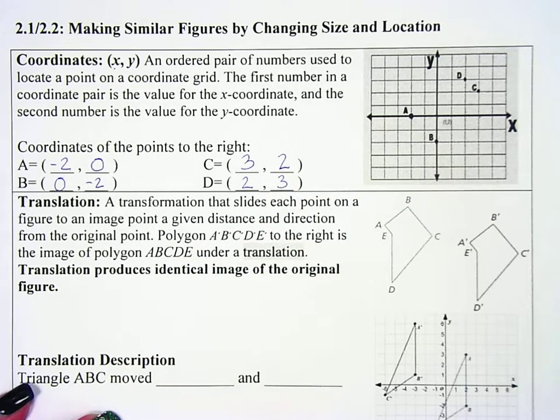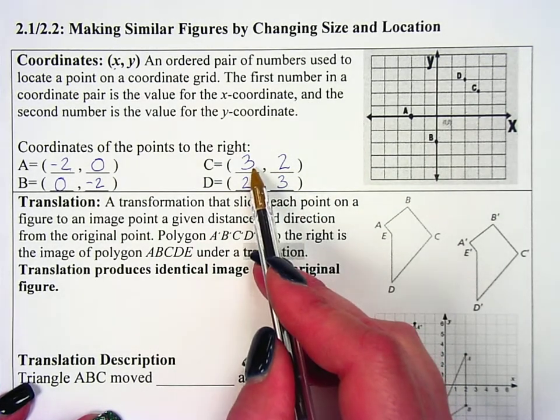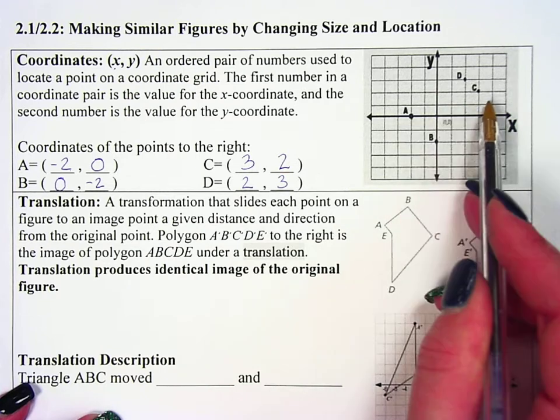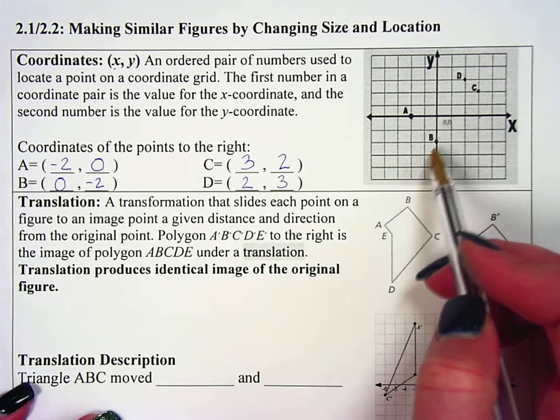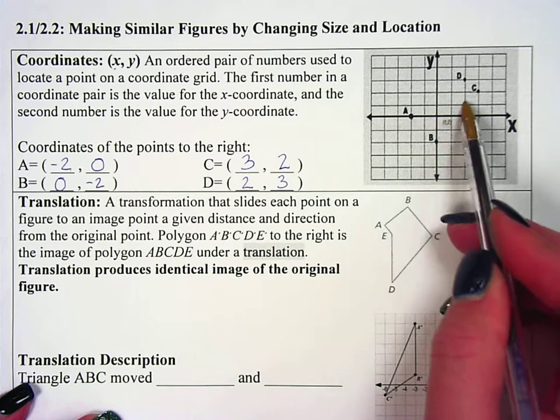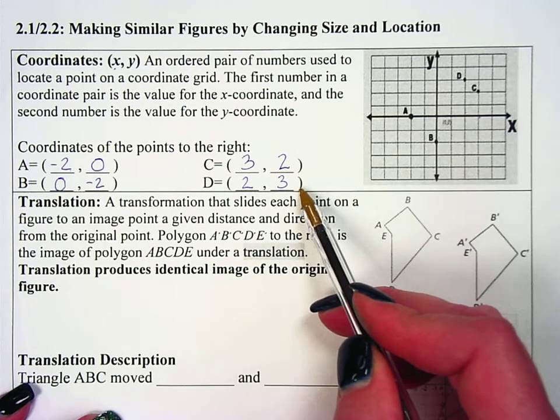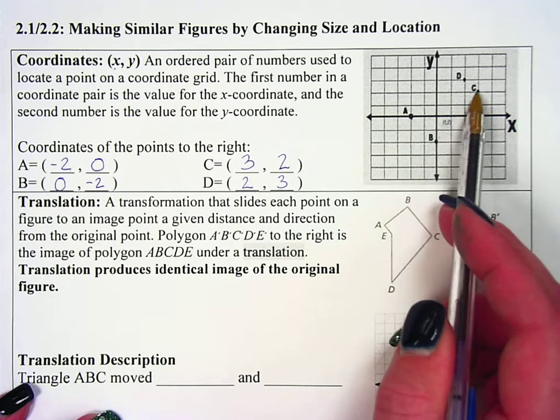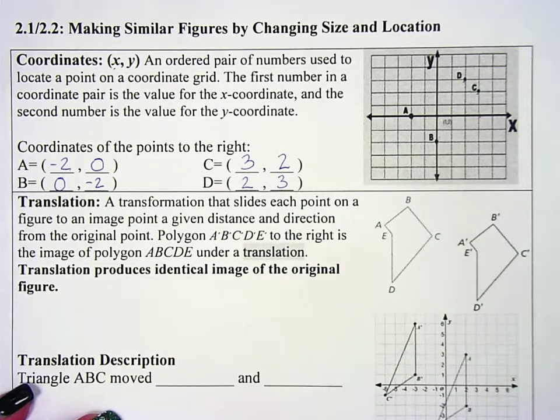Okay, so again, notice the difference. My x is the left to right in the horizontal direction. My y is the up or down. So the difference of going over 3 up 2 versus going over 2 up 3. Even though they look very similar, they are different dots on my coordinate grid.